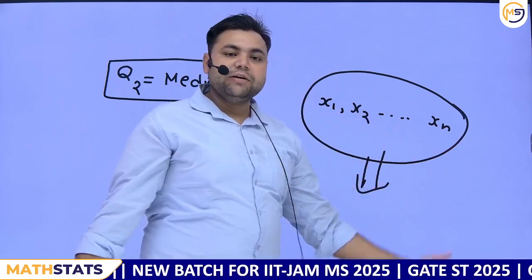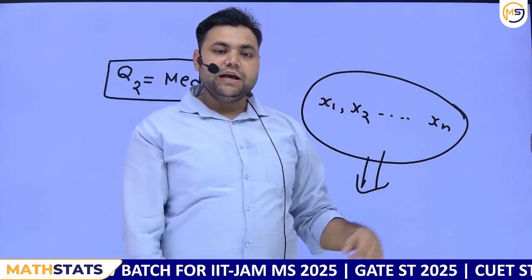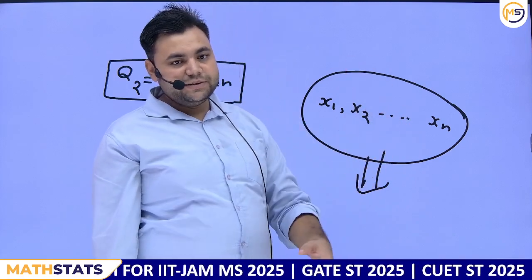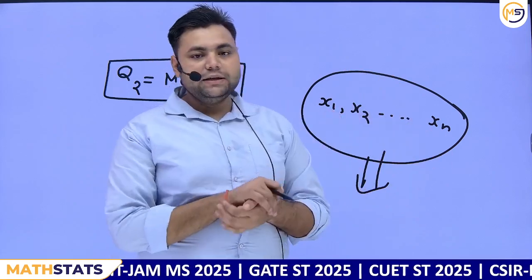If we want to find the mean, we add the values and divide by the number of observations. If we want to find the median, we check whether n is even or odd. So how can we calculate the quartile? Anyone have an idea?